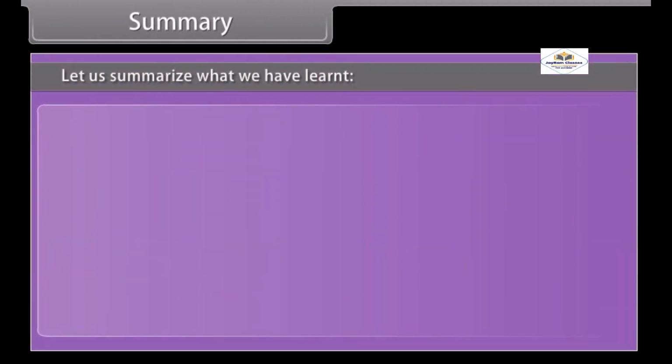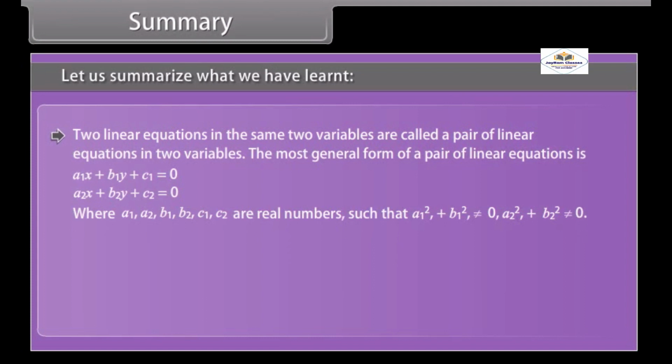Summary. Let us summarize what we have learned. Two linear equations in the same two variables are called a pair of linear equations in two variables. The most general form of a pair of linear equations is a1x + b1y + c1 = 0, a2x + b2y + c2 = 0, where a1, a2, b1, b2, c1, c2 are real numbers such that a1² + b1² is not equal to 0 and a2² + b2² is not equal to 0.